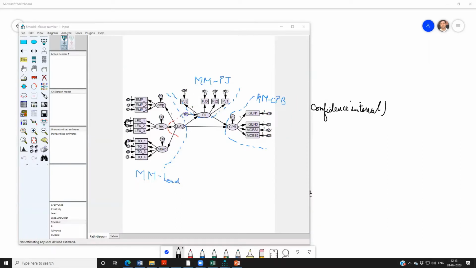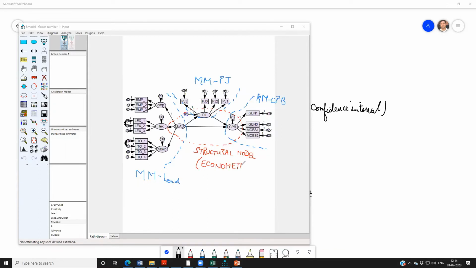The second thing the tool is going to do is run what we call the structural model. The structural model, remember, is always related to paths between latent factors. So this is what we call econometrics.